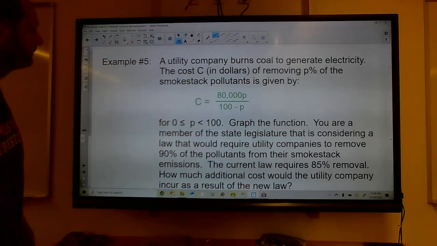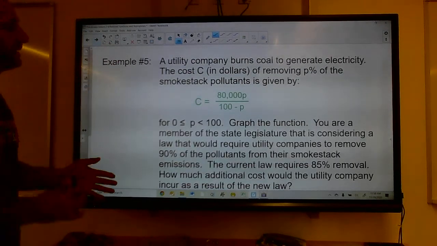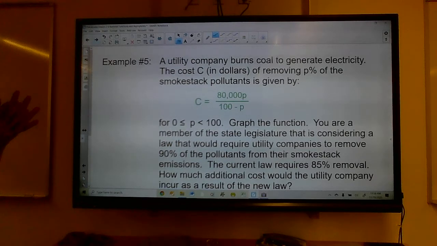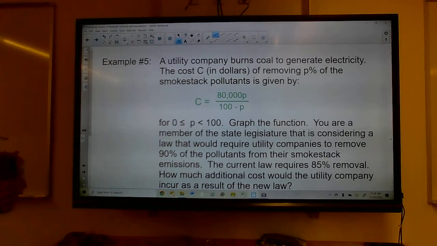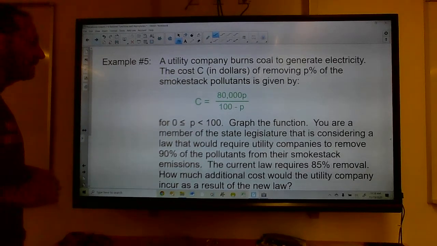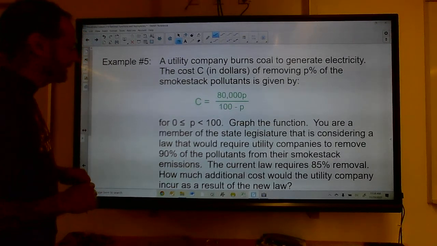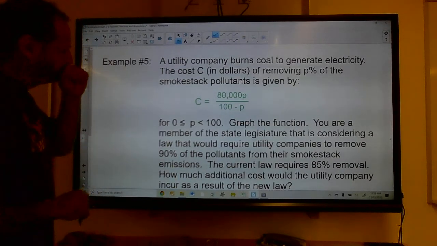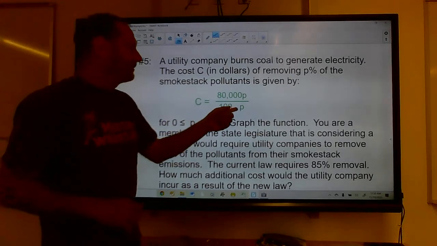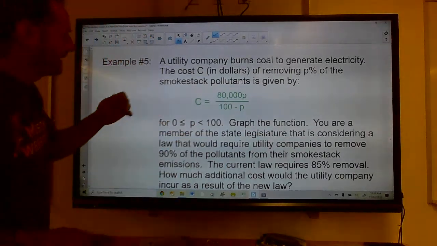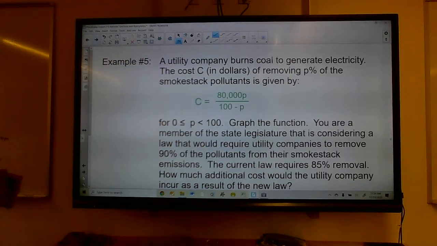It's cool. All right, a utility company burns coal to generate electricity. The cost C in dollars of removing P% of a smokestack pollutant is given by C equals 80,000 P divided by 100 minus P, for 0 is less than or equal to P is less than 100. Obviously, it can't be 100 because that would make that 0 and that would make that infinity. Graph the function.